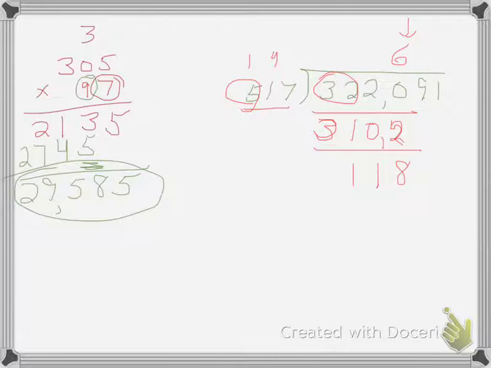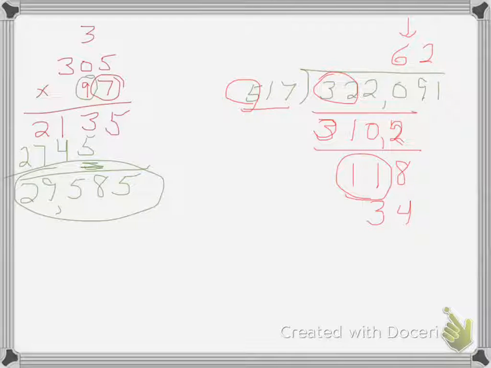Now what am I doing? I'm asking myself, 5 goes into 10. How many times? 2, and my answer, notice, goes right there. Multiplying back again, I might want to erase that. Multiplying back, I'm going to get 2 times 7 is 14. 2 times 1 is 2, plus 1 is 3.